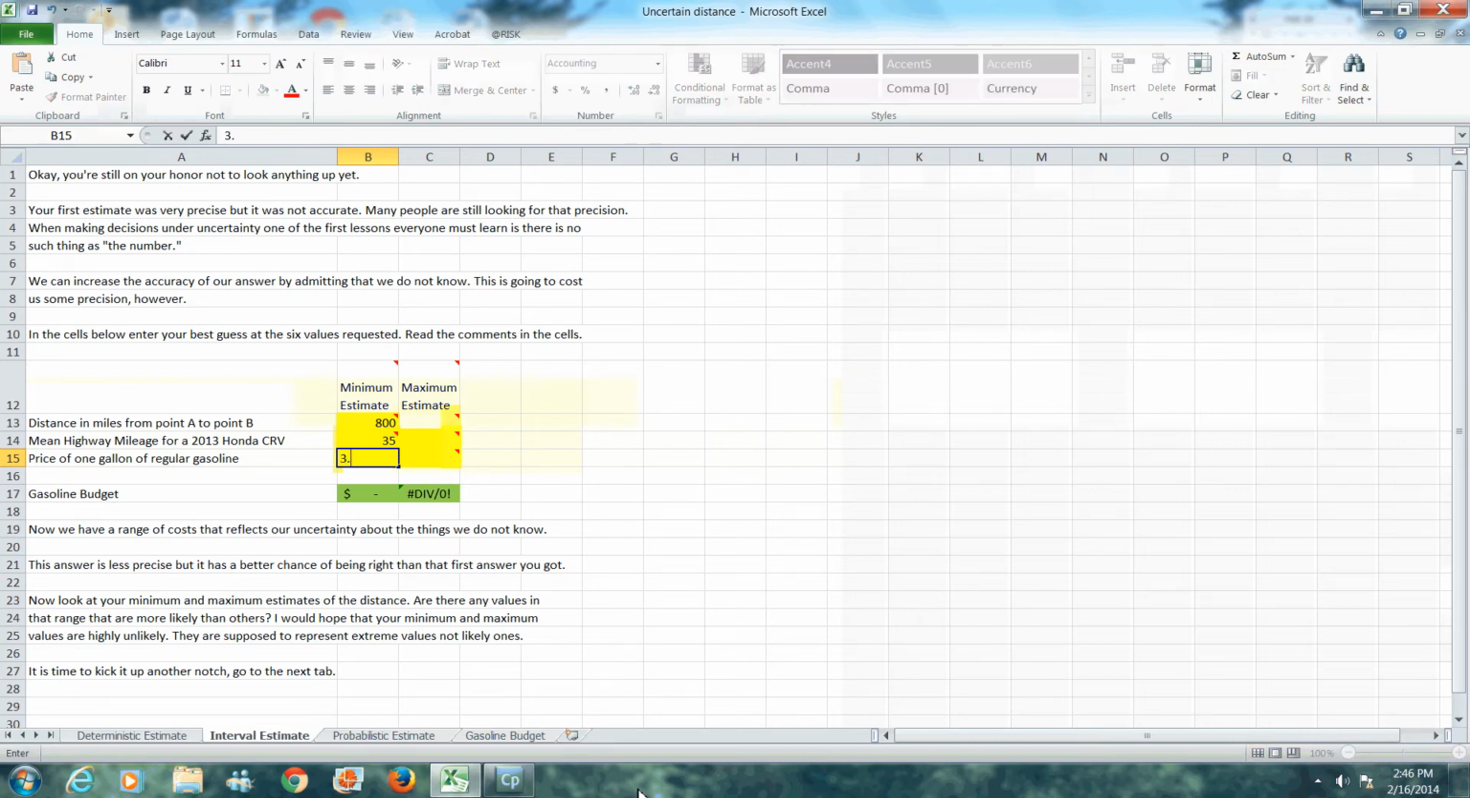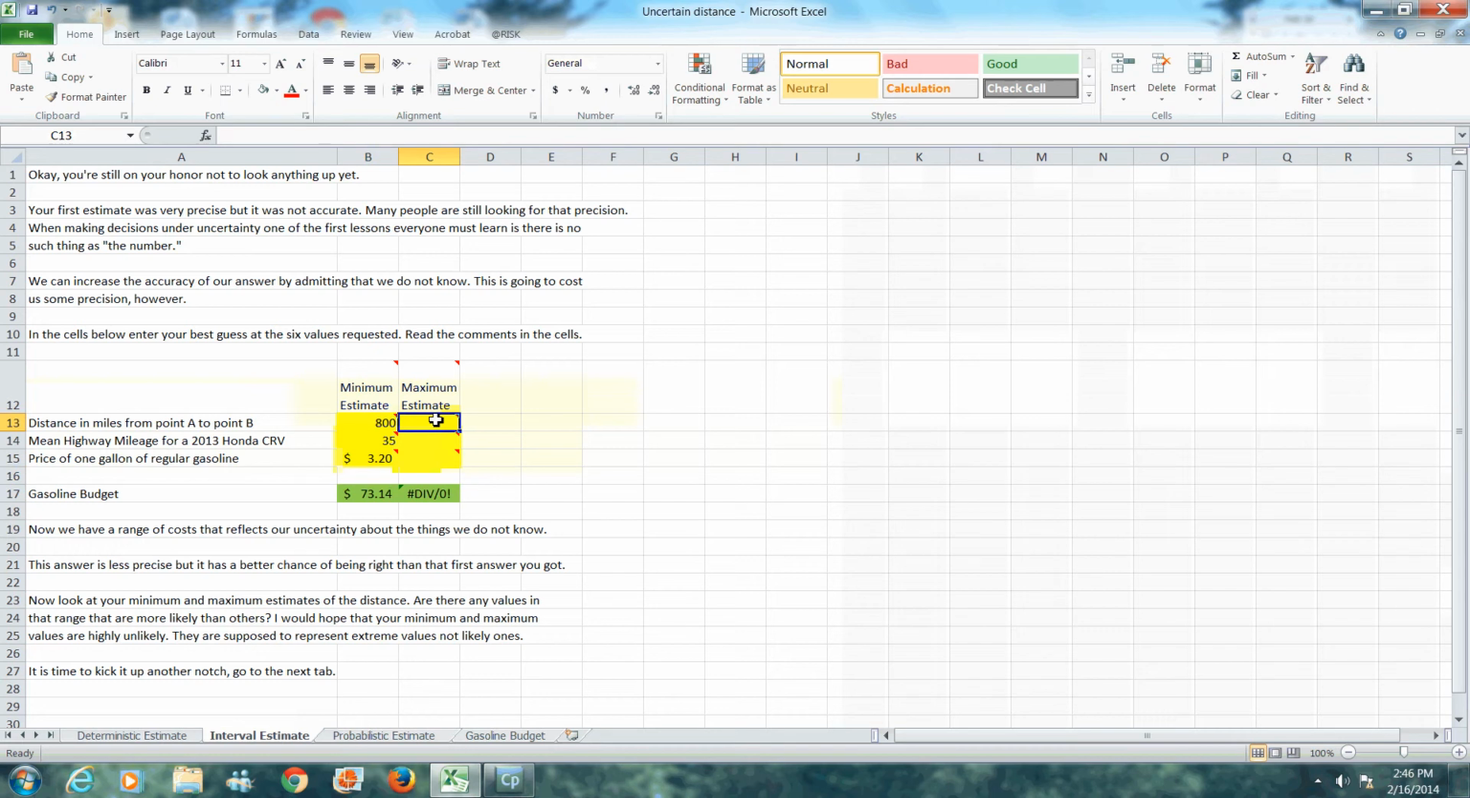Maybe if we got really lucky, it could be $3.20. Notice that this gives me a gasoline budget of $73. But I'm trying to deal with the fact that I really don't know these values. So I'm going to go up here and come up with a maximum estimate now.